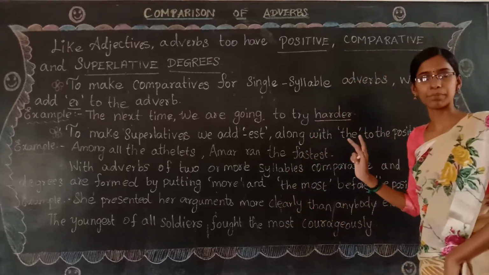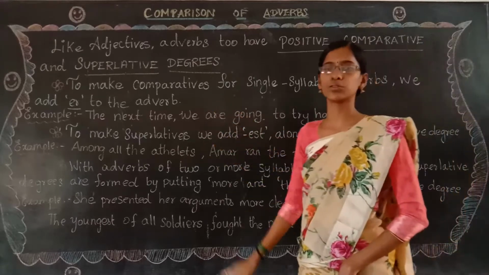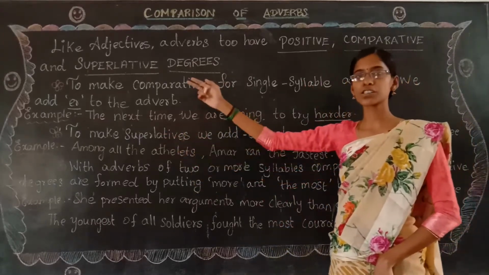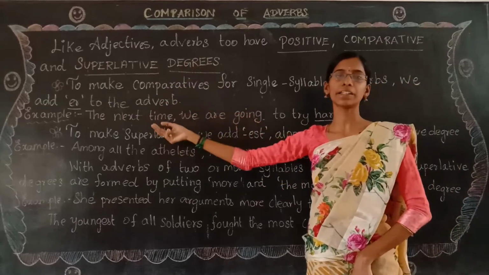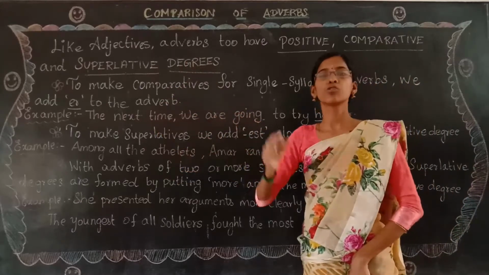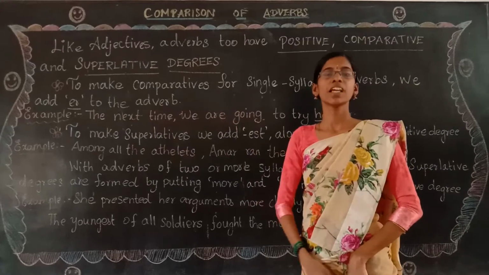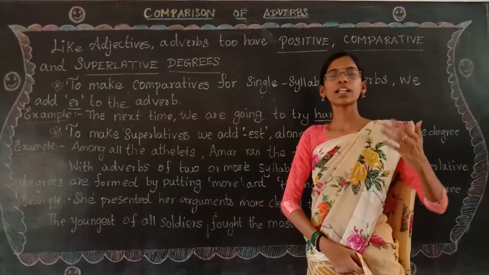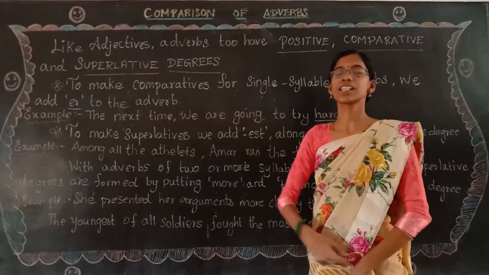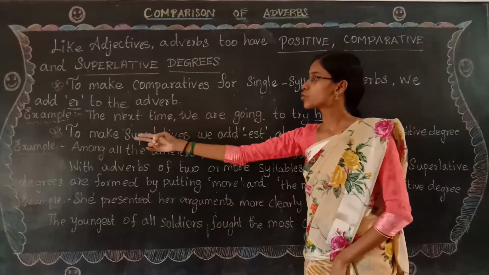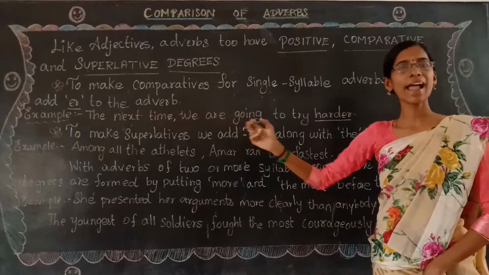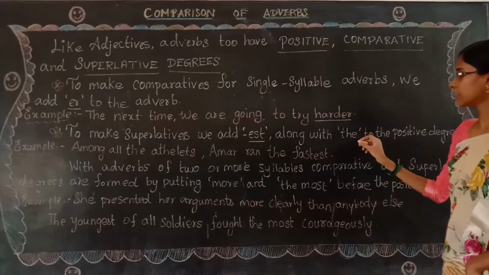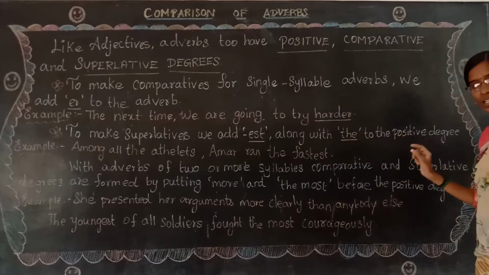It is very simple. Now coming to the second rule. What is the second rule? To make superlatives. In the first rule we saw how to make comparatives, whereas the second rule is to make the superlative degree. Okay? If you are comparing more than 2, then it is known as the superlative. So to make superlatives, what do we add? We add EST to the positive degree.